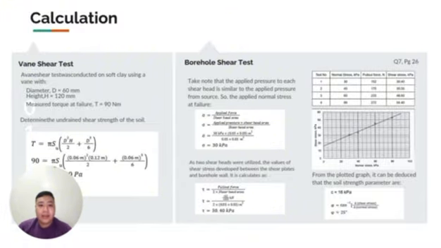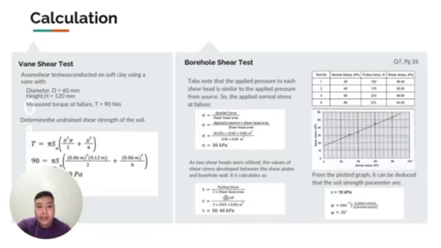Let us look at the first calculation example. A Vane shear test was conducted on soft clay with the following data. Diameter is 60 mm, the height is 120 mm, and measured torque at failure, which is T, is 90 Nm. Using the standard Vane shear equation, the undrained shear strength Su can be determined. This value indicates how much shear stress the clay can resist before failure occurs.